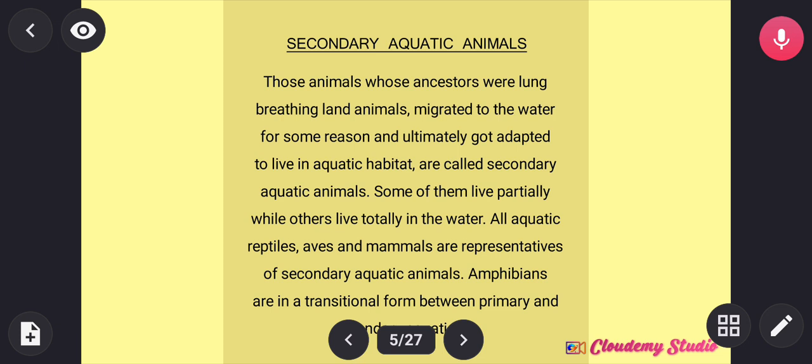So these are secondary aquatic animals because their ancestors are breathing land animals, but because of some adaptive features, they have to go inside what? Inside water. Now let us proceed.